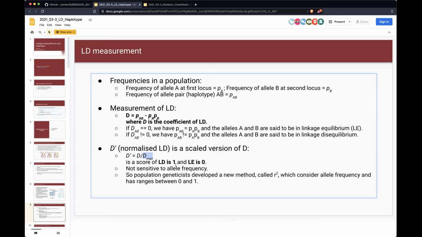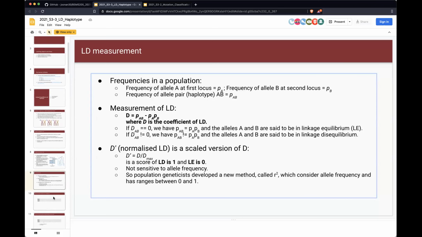Population geneticists also developed a new method called R-square, which considers allele frequency and ranges between 0 and 1. This is based on the correlation value between these two alleles. So basically, it is quite a similar concept to what we used in the normalized LD values.